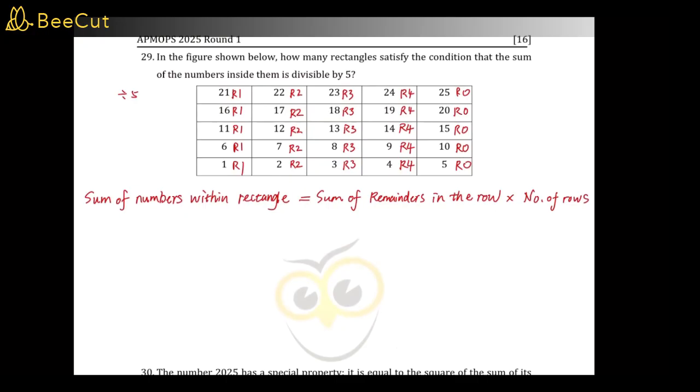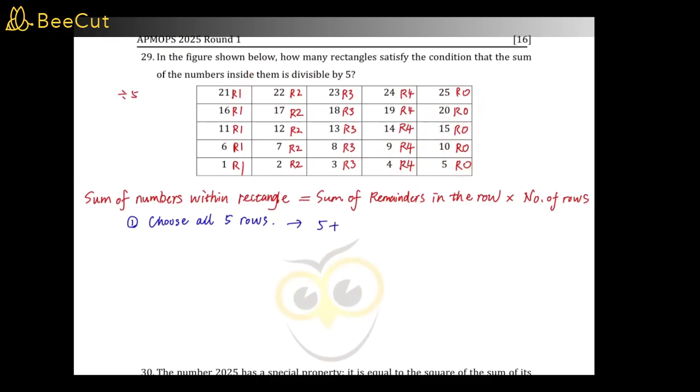Let's consider the different cases. First, if you choose numbers from all 5 rows, right? For each row, let's say if you select one number, so if you select the number R1, 5 of them is R5, that's divisible by 5. If you choose the number R2, 5 of them, that's divisible by 5. If you choose the number R3, 5 of them divisible by 5. And same for R4 and R0. So for each row, if you choose one number, there are 5 ways.